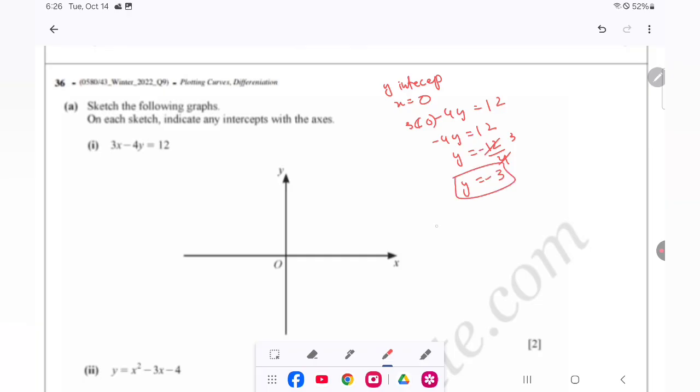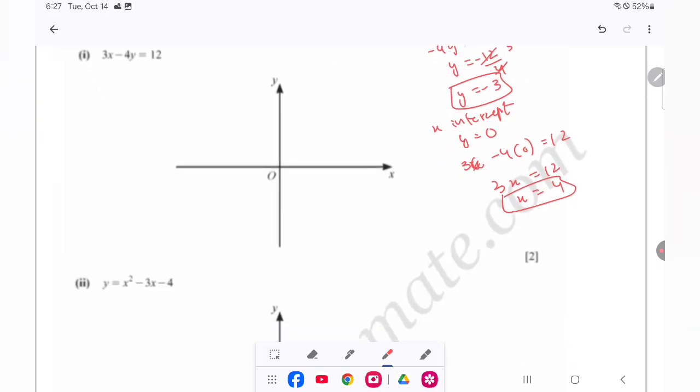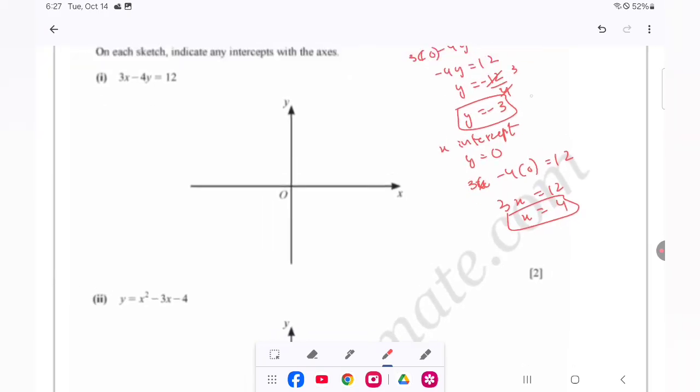For the x-intercept, y becomes 0. 3x minus 4 into 0 is equal to 12. 3x is equal to 12. Divide both sides by 3. x is equal to 3 into 4 is 12. So first is negative 3 and the second is 4. Negative 3 on y when x is equal to 0, and on x when y is equal to 0, the value of x is 4.